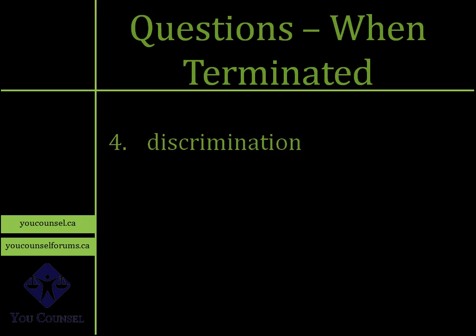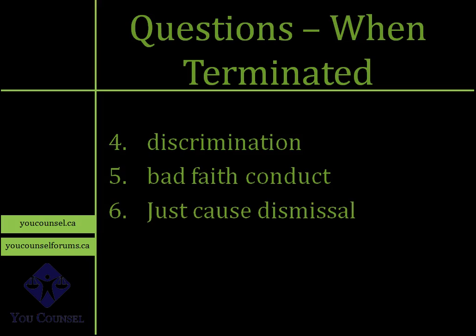Question number 4 could be whether your termination is based on discriminatory grounds. Question number 5 is whether the employer conducted itself in bad faith in deciding to terminate you. And the last question is that the employer is alleging just cause for dismissal, that you have done something fundamentally wrong, and the employer has a right to terminate you for just cause. So those are the 6 questions, and we'll go into each question one by one and quickly cover those topics. But those are the 6 questions for when you're actually terminated.